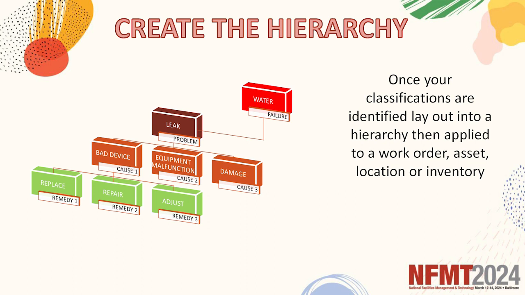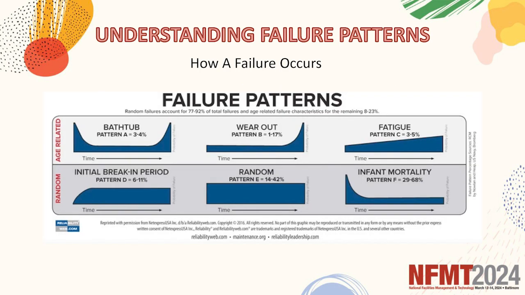So once you get this laid out and your hierarchy is dropped in, you can roll up or roll down depending on what's going on and report on that to see where your bad actors are. Once you find your bad actors, get rid of the defect. Understand your failure patterns, why they happen, when they occur.